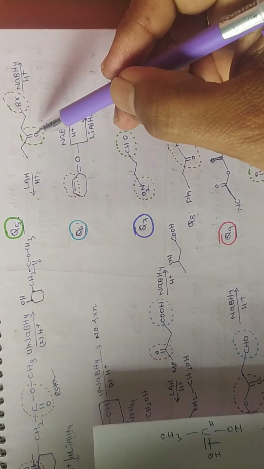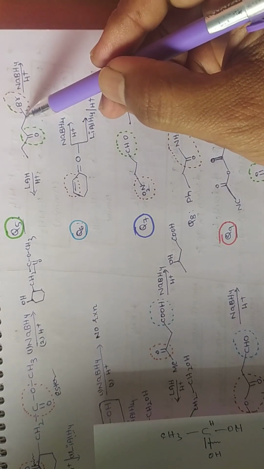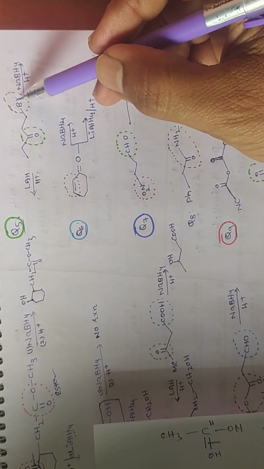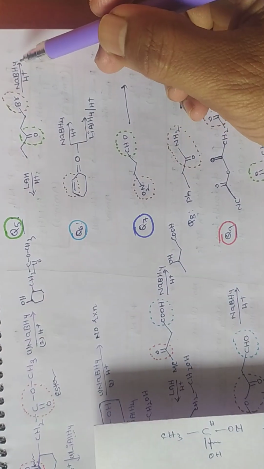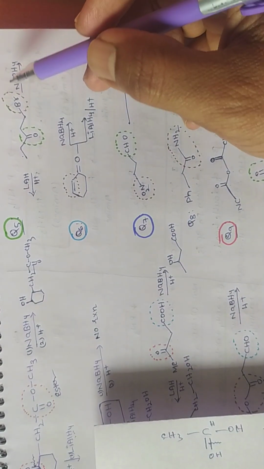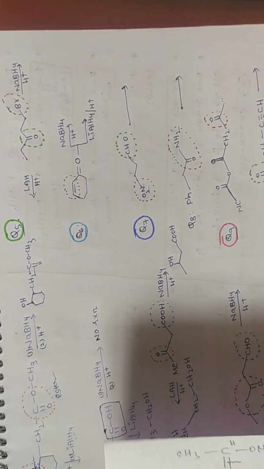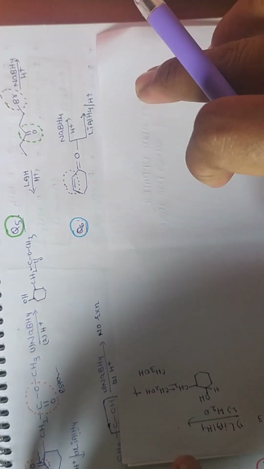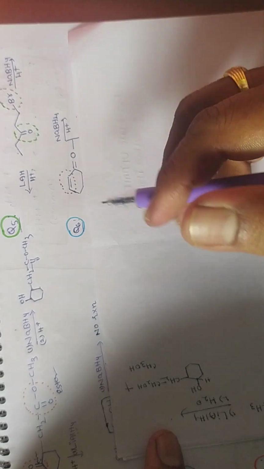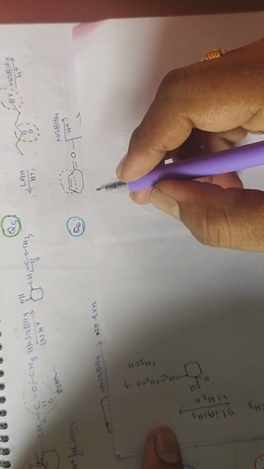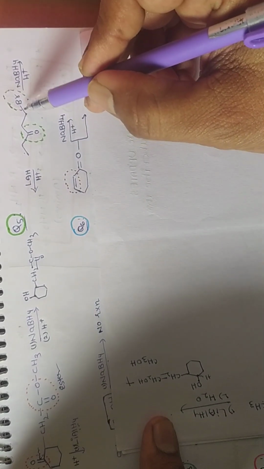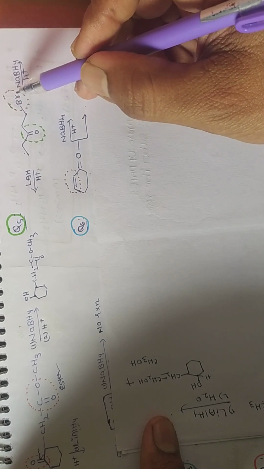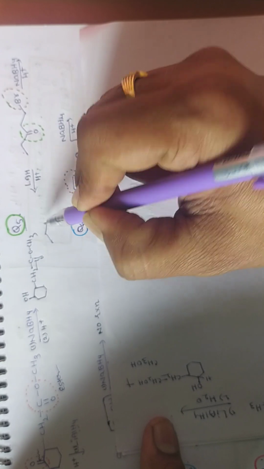Now, this is a ketone functional group. An alkyl halide is there; this is the carbon-halide bond. What is the reaction with sodium borohydride and lithium aluminum hydride? Yesterday we discussed that lithium aluminum hydride converts alkyl halides into alkanes. So therefore, what are we going to get?